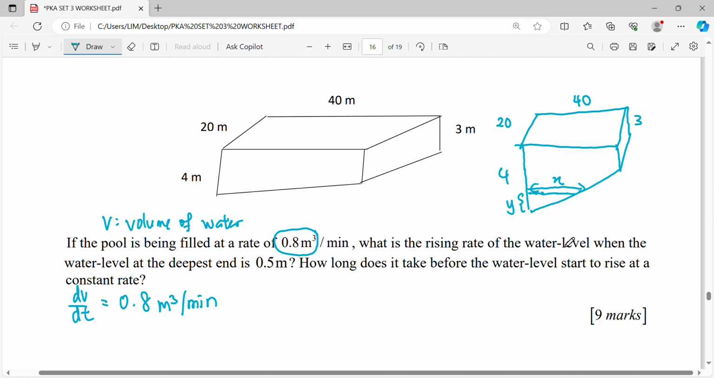And then, okay, what is the rising rate of the water level when the water level at the deepest end is 0.5, means our y here is 0.5. So what is the rate of the water level? Means what's your dy/dt? So that will be our first question. After that only we answer this. How long does it take for the water level to start rise at constant rate?